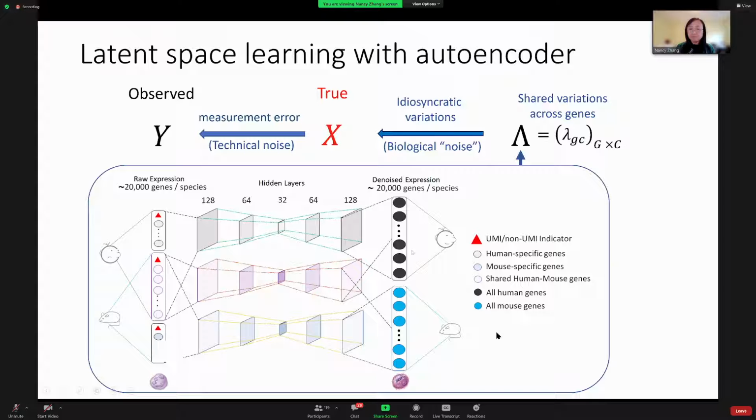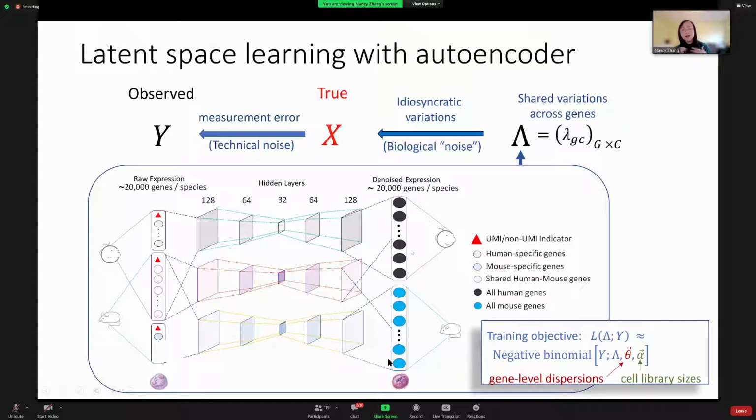And then the human specific genes will get fed into this network. You will get a latent embedding. And then these two, the gray and the purple networks, will combine to give you the human specific denoised or mean estimate. Another thing I want to say is that in fitting this network, we didn't use squared error loss because the data is counts, right?